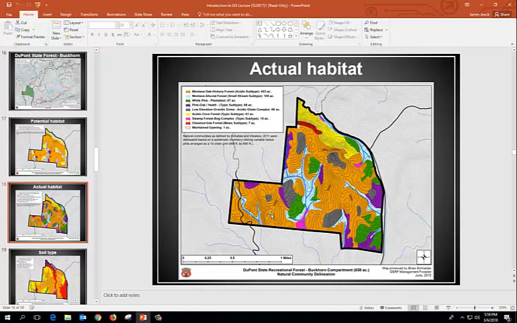So what are some of the ones that are really easy to see? A maintained opening, pretty easy. A low elevation granitic dome, you can bet your bottom dollar that you're going to be able to see a bunch of heath and stuff growing in there. A white pine stand would stand out very, very easily.